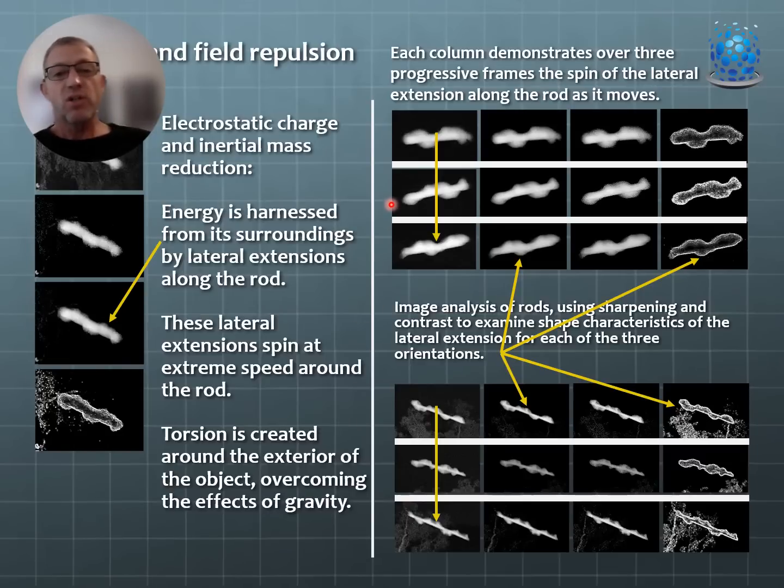Now, over here, if we look at two types of image analysis of two different rods, we can see moving down, this is a photo sequence here of the lateral extension spinning around the rod, and these are just slightly different enhancements using image contrast and sharpen until we get to this one here, where it's quite a nice image of this rotation or lateral extension that is spinning around these rods.